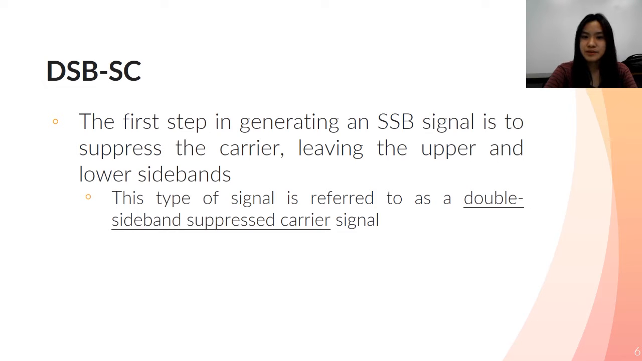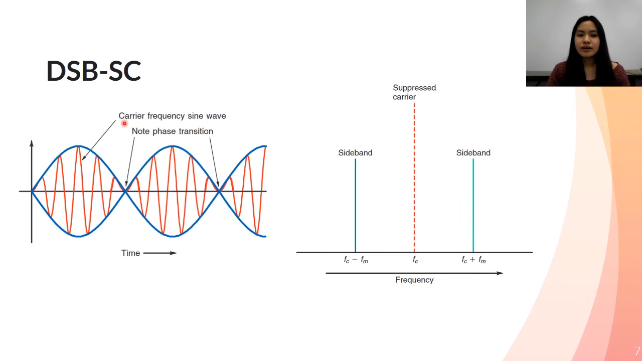The first step in generating an SSB signal is to suppress the carrier, leaving the upper and lower sidebands. This type of signal is referred to as a double sideband suppressed carrier signal. Note that double sideband suppressed carrier modulation is simply a special case of AM with no carrier. A typical DSB signal is shown.